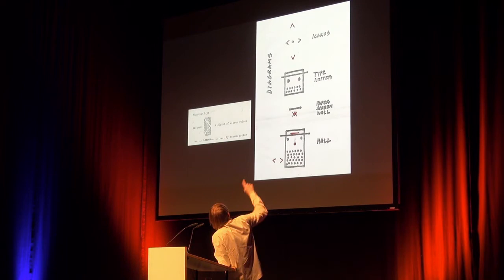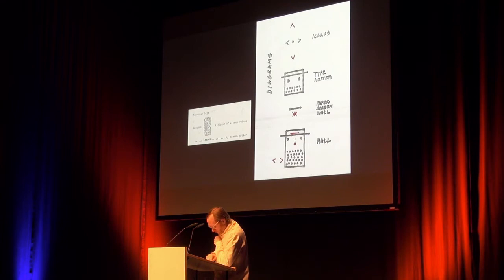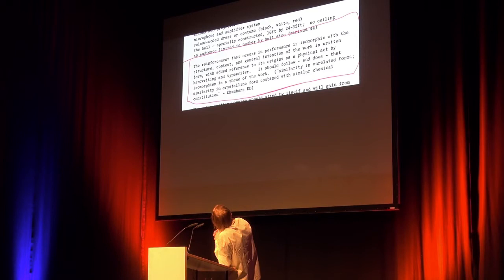This diagram is exemplifying what Potter understood an isomorph to be. So in the notes for the performance he wrote this: the reinforcement that occurs in performance is isomorphic with the structure, content, and general intention of the work in written form, with added reference to its origins as a physical act by handwriting and typewriter. It should follow, and does, that isomorphism is a theme of the work. And then he has this definition: similarity in unrelated forms, similarity in crystalline forms combined with similar chemical construction, from the Chambers Dictionary.